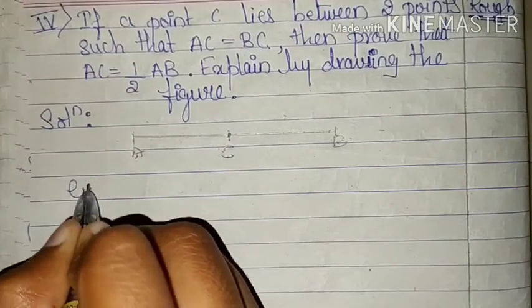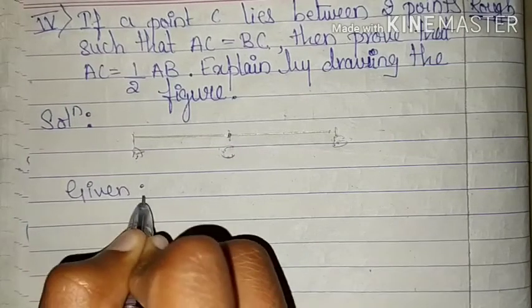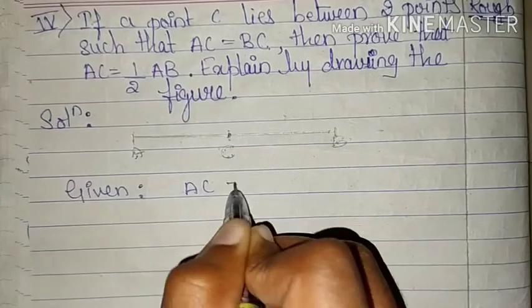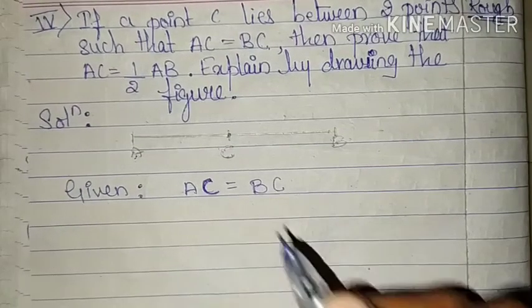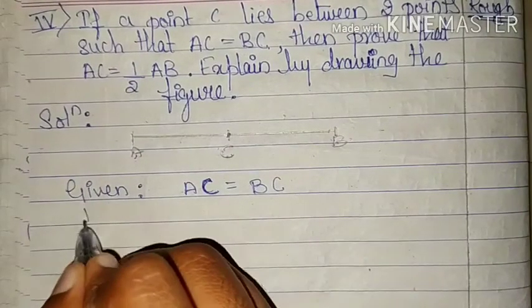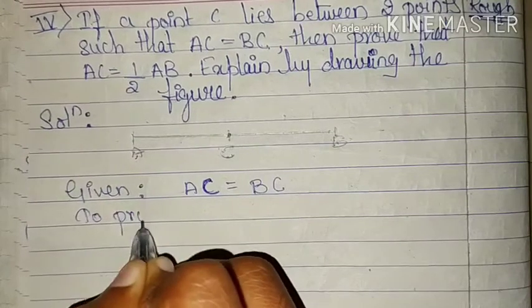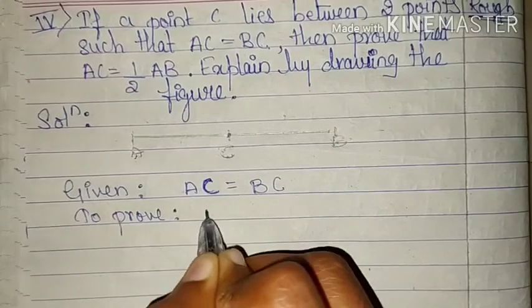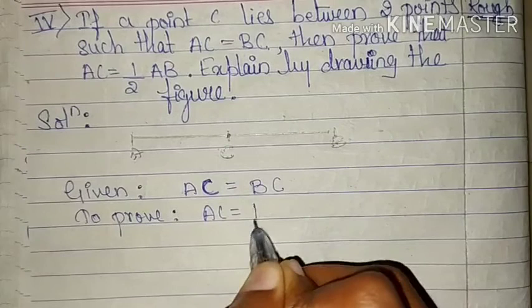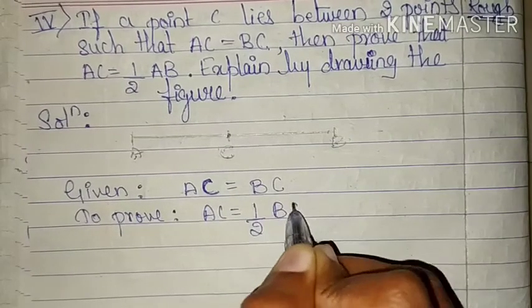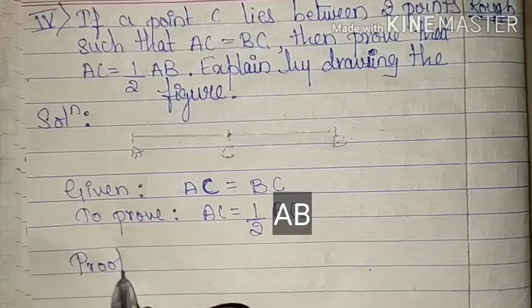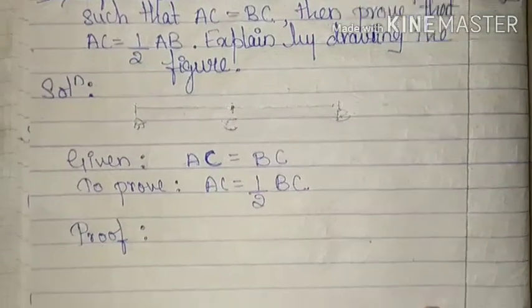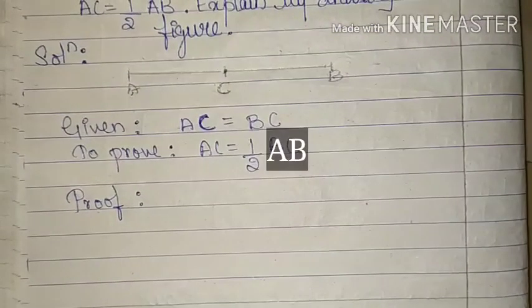So now, given AC is equal to BC, this is given to us. We need to prove AC is equal to half of AB. Proof. So now let us prove it. How are we going to prove it?